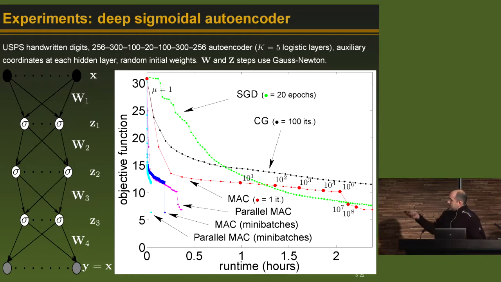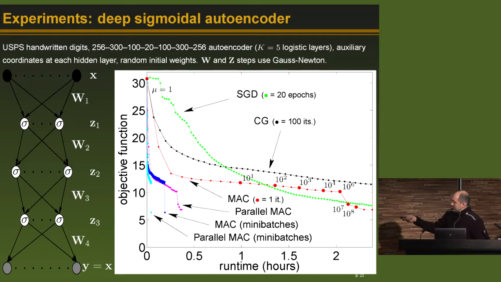But basically, you can see that this red curve here is the algorithm that we are proposing. And it takes very deep steps. Each marker here is one iteration, and it decreases the objective function very quickly, and then it slows down, which is typical of alternating optimization. Other algorithms here, the markers indicate 20 or 100 iterations. So the iterations are much weaker.